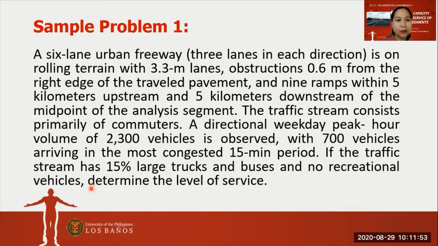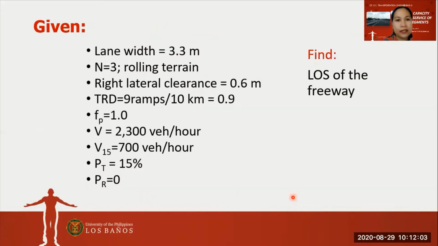So in this sample problem, we are going to determine the level of service of the freeway with base conditions that are mentioned here. So the given information in the problem is also the base conditions that you can use for solving the problem. The given information includes the lane width, which is equal to 3.3 meters. There are 3 lanes in each direction, and it was mentioned that we have a rolling terrain. And the right lateral clearance is equal to 0.6 meter.